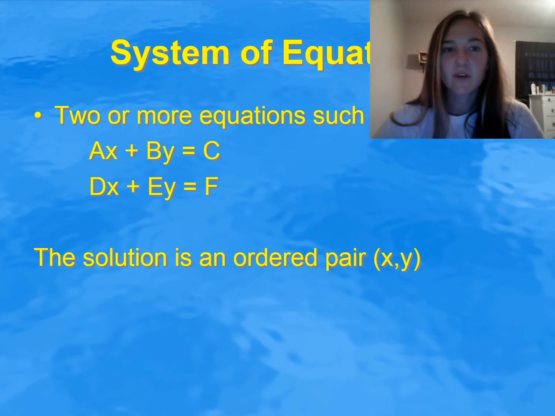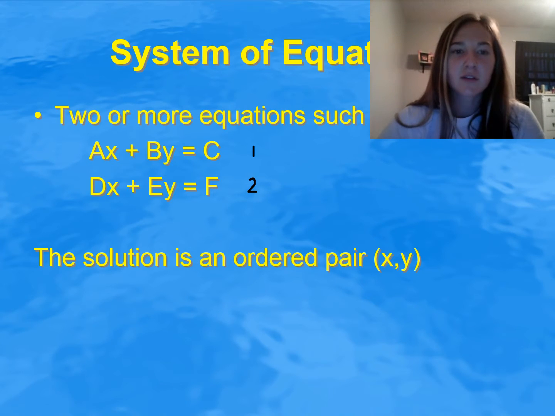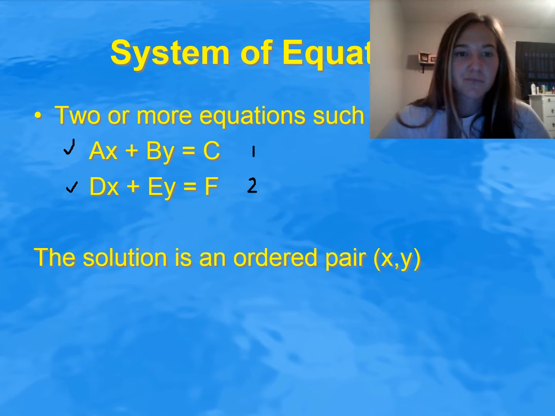So systems of equations are two or more equations in this form, and A, B, C, D, E, and F are all just numbers. We have the variables x and y in each of the equations. When we find the solution to these two equations, it's going to be an ordered pair x, y. That x, y is going to satisfy equation 1, and it's also going to satisfy equation 2.